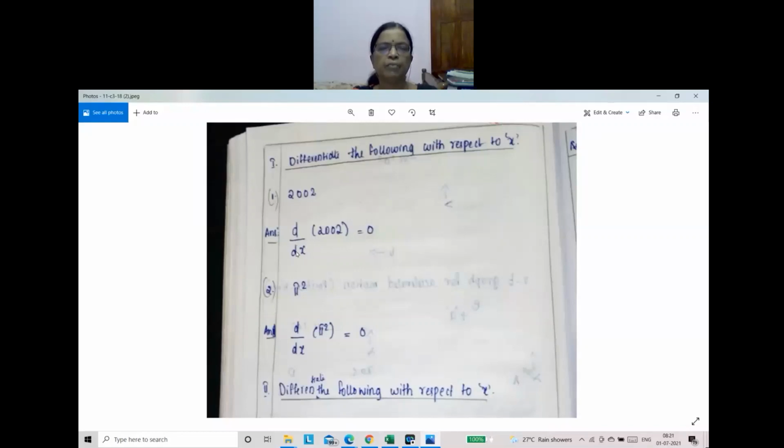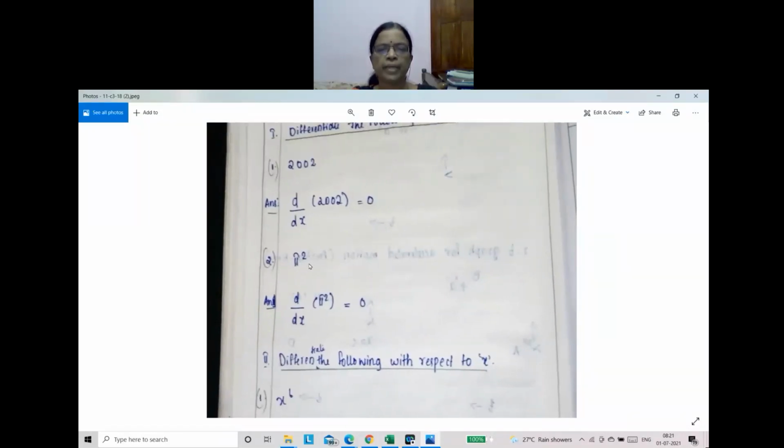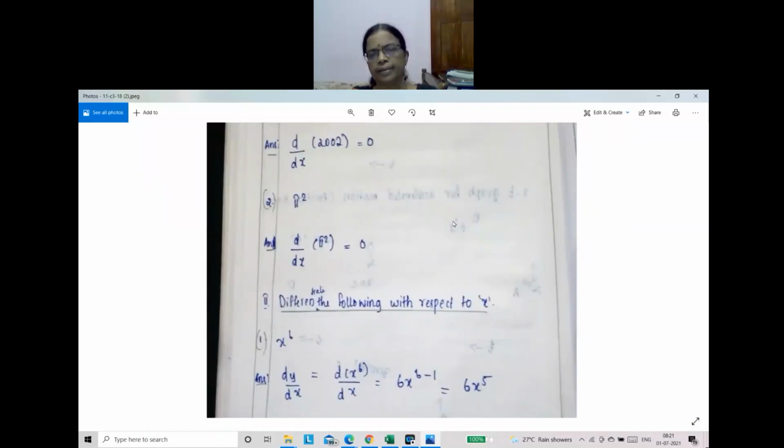d by dx, first derivative. The derivative of 2002: the derivative of a constant is 0. That formula we have studied, and that is what we have applied here. Another one, pi square. Pi is also a number, a constant. So the derivative of pi square is also 0. If I ask the derivative of 6, what is it, children? d by dx of 6, what is it?